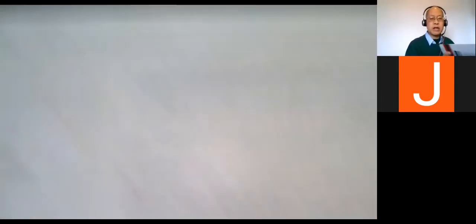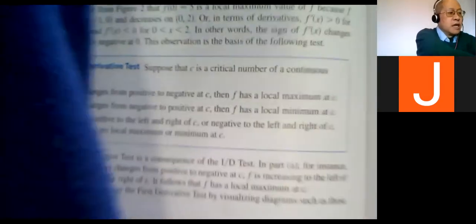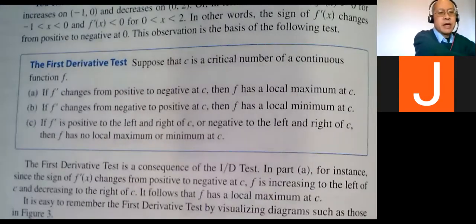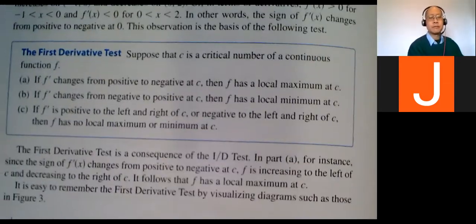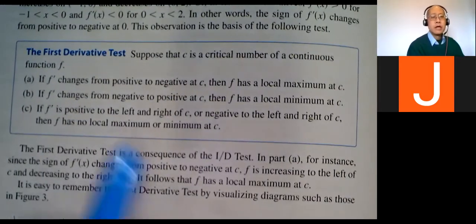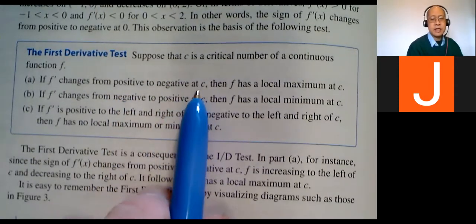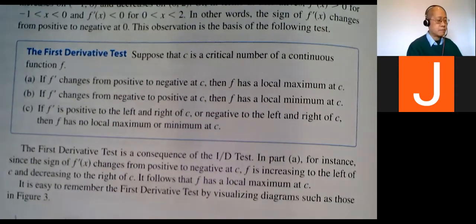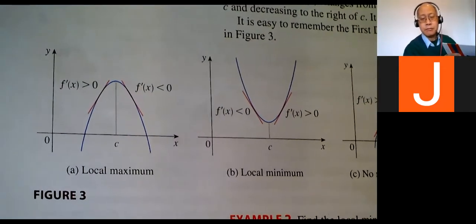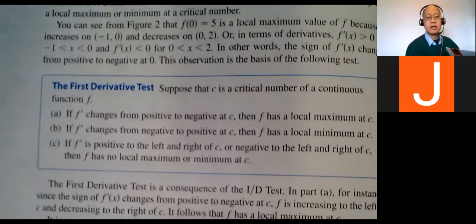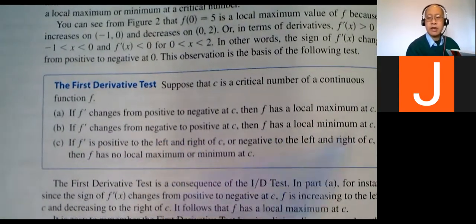Okay, so on page 294, they call this the first derivative test. And as you might guess, if they say first derivative test, there might be a second derivative test. Okay, so this, got that a little bit better. If f prime changes from positive to negative at C, f has a local maximum. That's part A. Positive, negative. B, f prime changes from negative to positive, then we have a local minimum.